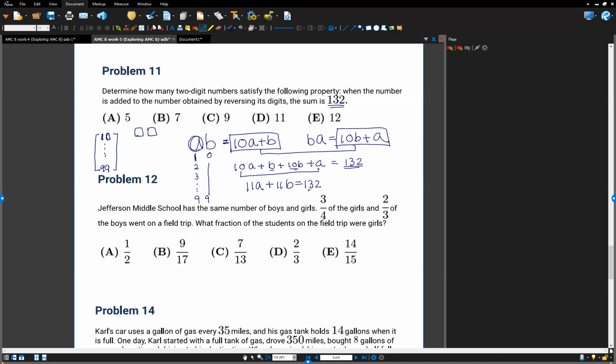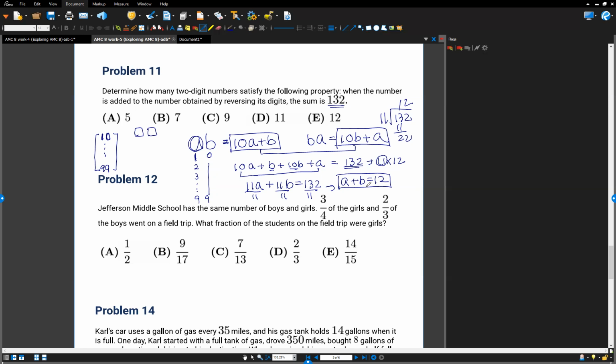Now we can divide by 11 because we know that 132 is divisible by 11, right? 132 divided by 11 is 12. So 11 times 12. We divide both sides by 11. So A plus B equals what? 12, isn't it? The sum of the digits is 12. Then that's the number.